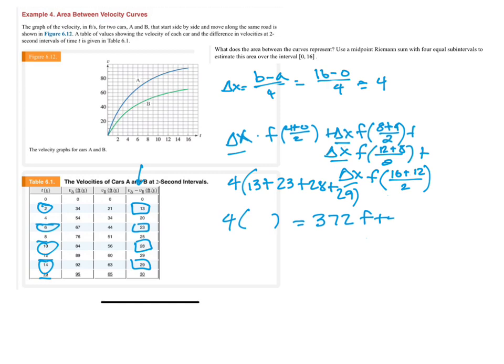So what does that tell me? How much farther one traveled? How much farther car A is than car B in that 16 seconds.